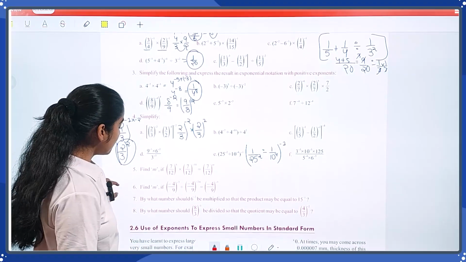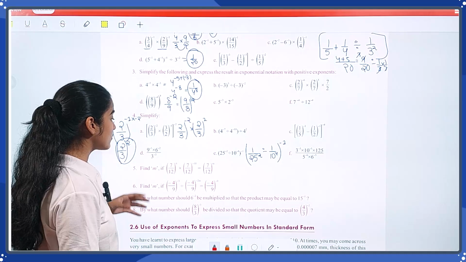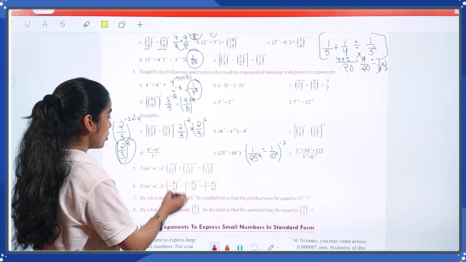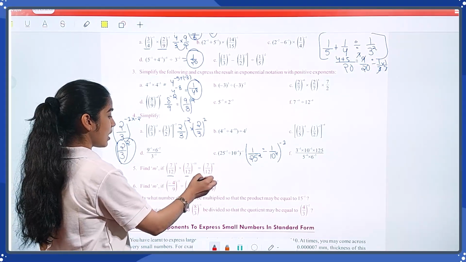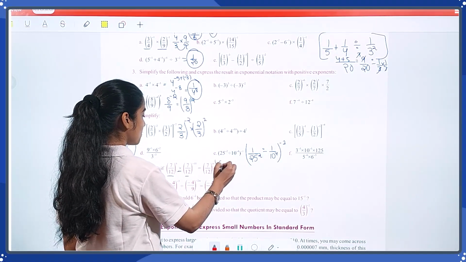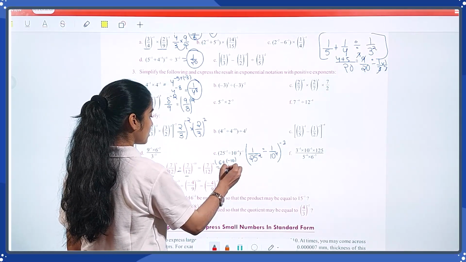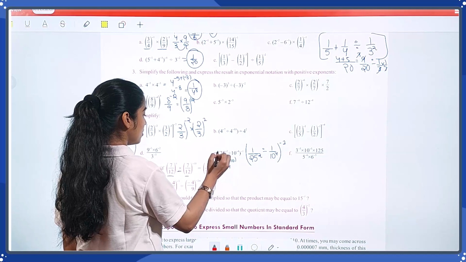Now find m if 7 by 12 raised to the power 6 multiply 7 by 12 raised to the power minus 10. So your bases are same. The common base you have to write here. There is a sign of multiplication, which means 6 plus minus 10 and your result is minus 4. So the m value is equal to minus 4.